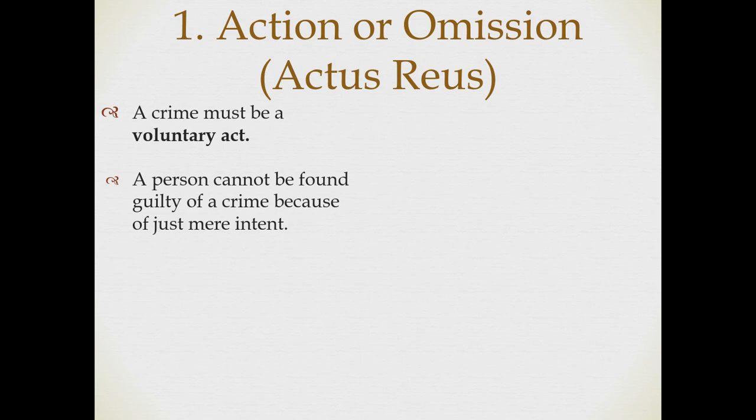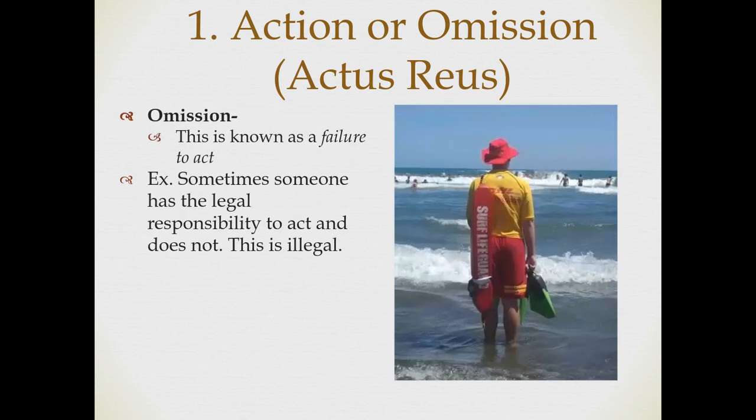Okay? Merely having intent or wanting to commit something criminal is not actually considered a crime. You can only imagine if we lived in a world where every thought that we had would get us into trouble. That wouldn't make a whole lot of sense. Okay, so the first piece of a crime is it must be a voluntary act. This is called action or actus reus, and we're going to go over a couple different pieces with this.